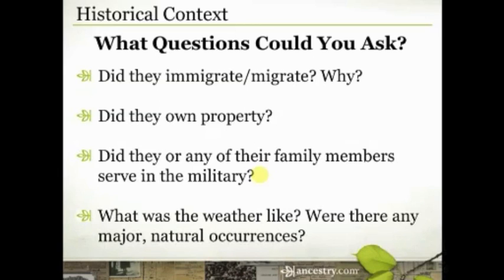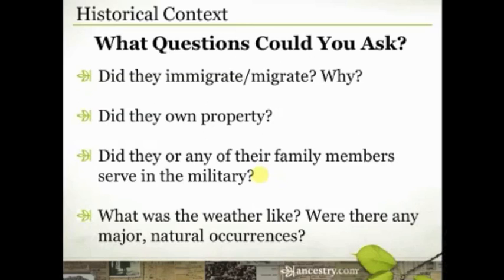And then finally, and like I said, this is not an exhaustive list, what was the weather like? There are almanacs that you can get your hands on that talk about the weather at the time. If there were any major natural occurrences, hurricanes, earthquakes, tornadoes, anything like that, those certainly would have an effect on your ancestors.